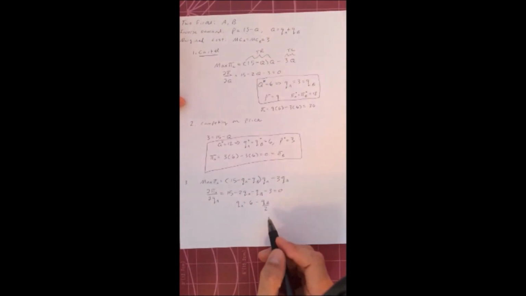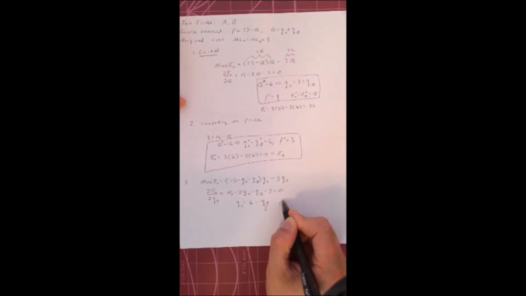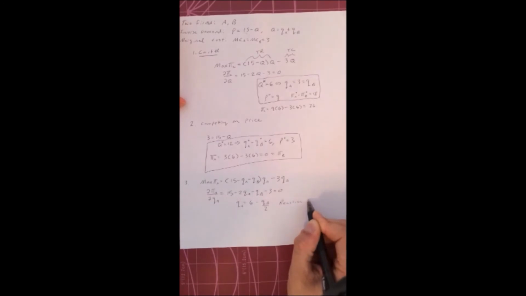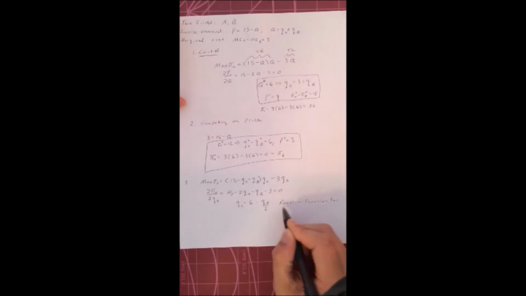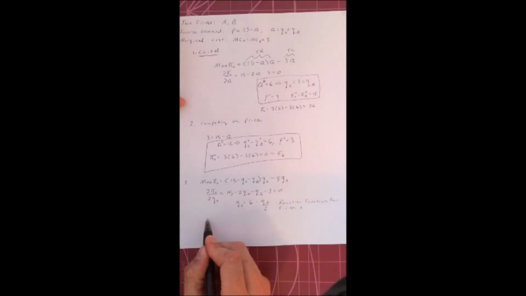And so we call this a reaction function. Okay, and so this here is the reaction function for firm A. Now I'm going to hold this right here. Now I'm going to go ahead and do this from B's perspective. So I'm going to pretend I am firm B now.